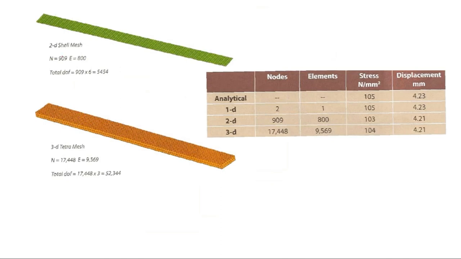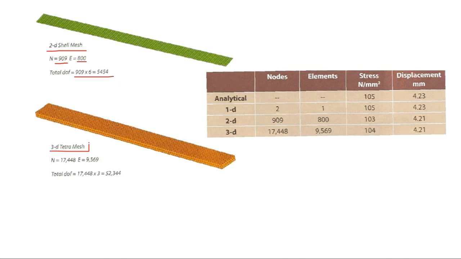And for the 2D shell element, the same thing we are making, we are increasing the number of nodes to 900, elements 800, total degrees of freedom you see 5454, because each node will have 6 degrees of freedom.